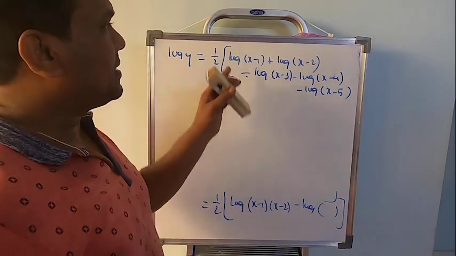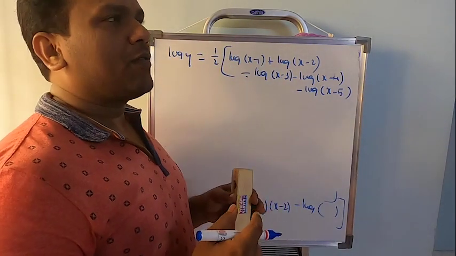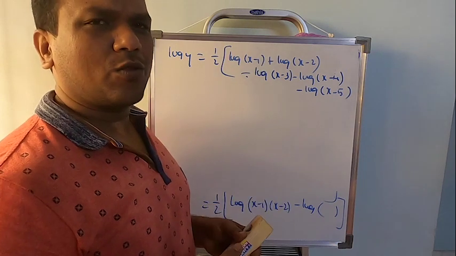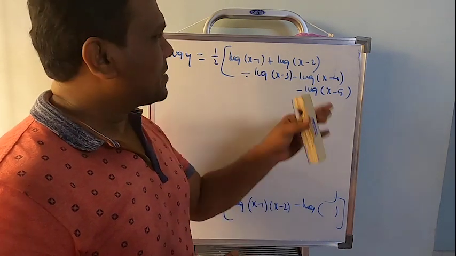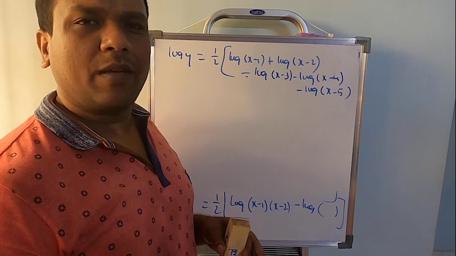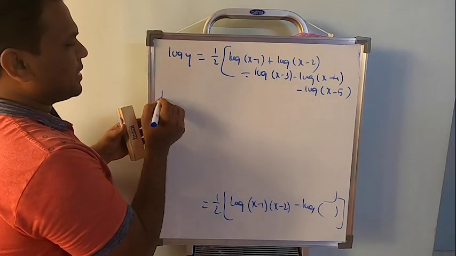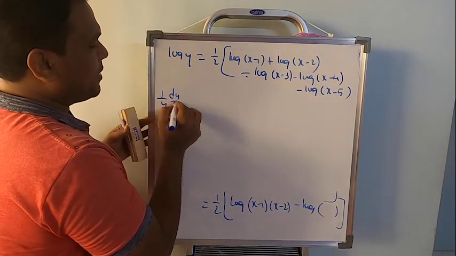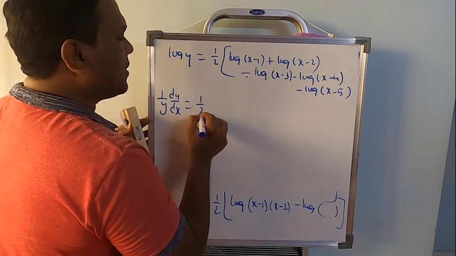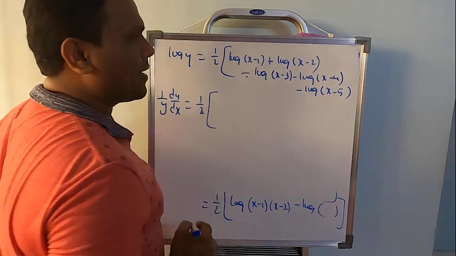And now it's easy for us. See, if it's in the form of a product or quotient, the process will be a bit tedious. But once I reduce it to a sum or difference, the process will be very easy. Now I will differentiate. So 1 by y dy by dx, half is common, so please maintain the bracket.